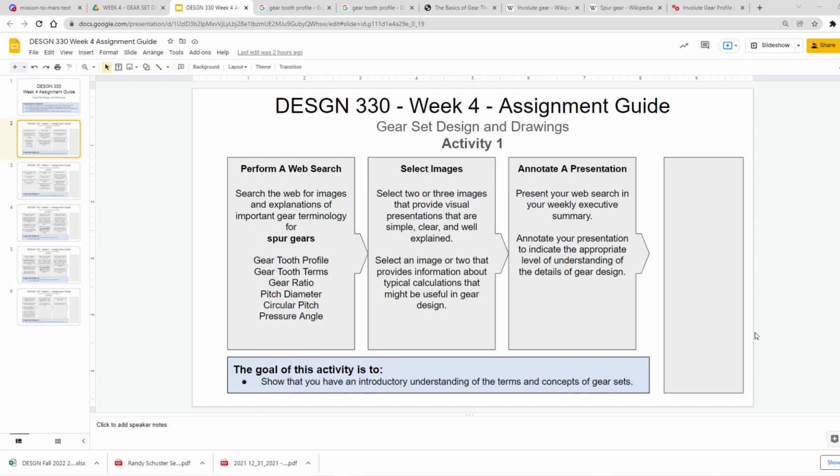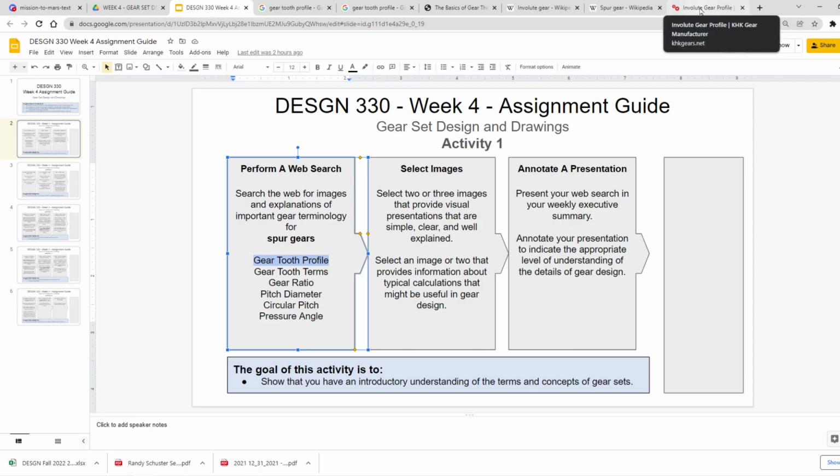So the first thing I'd like you to do is do a web search. This is like what you did in Design 300 and many of our other classes, where you just type in some keyword searches like gear tooth profile, gear tooth terms, gear ratio, pitch diameter, circular pitch, or pressure angle to get just the information you're looking for. I've done this for the first one, gear tooth profile, just to give you an example.